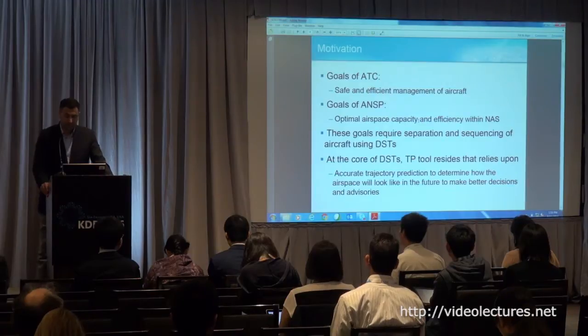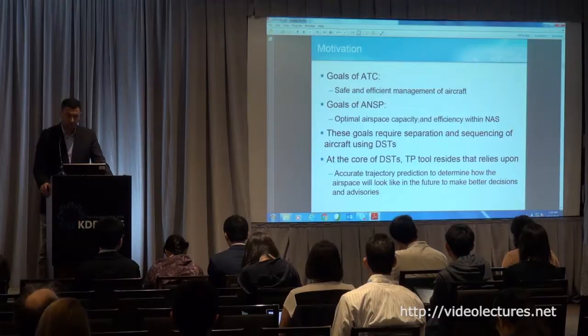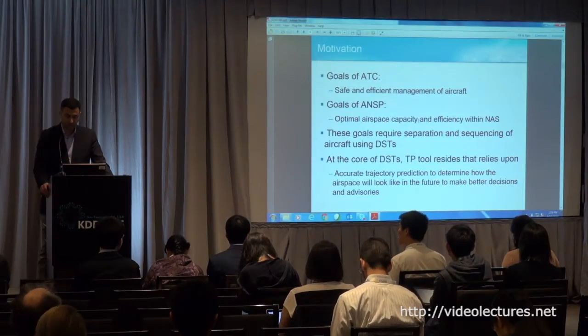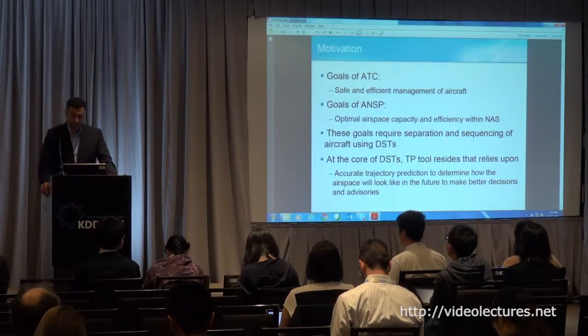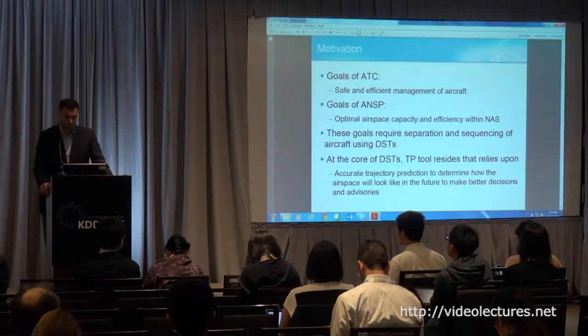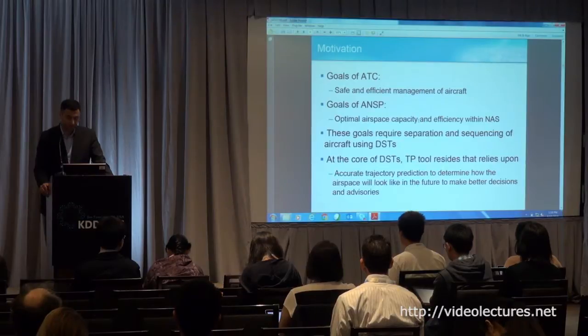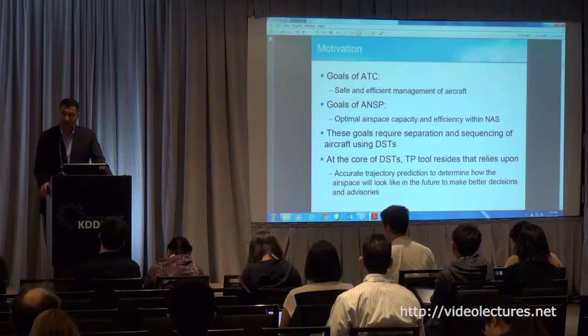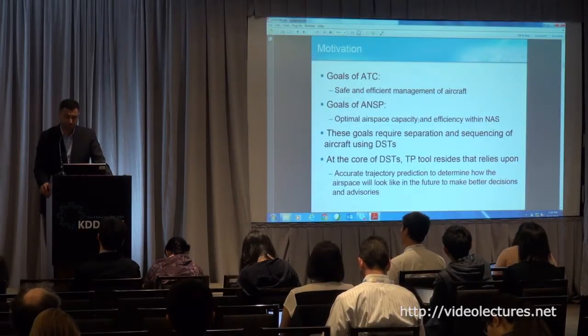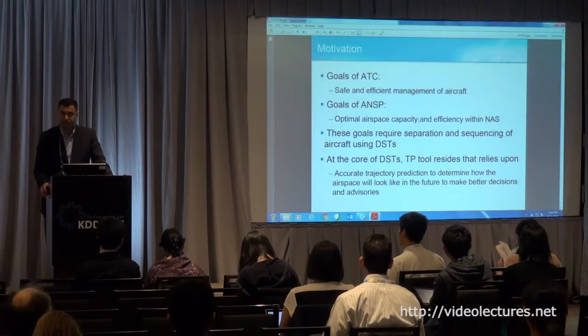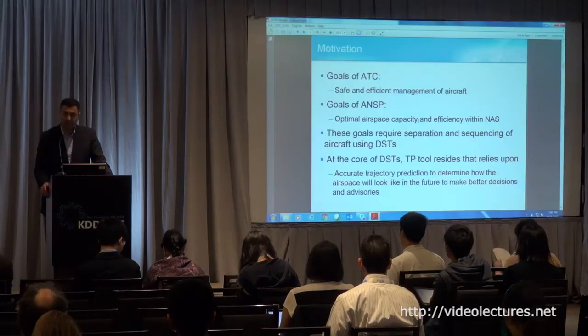Now let's talk about who really handles this matter. Air traffic control is one of them, and air navigation service provider is another one. The goals of the air traffic control is to provide safe and efficient management of aircraft. The ANSP's goal is to provide optimal airspace capacity and efficiency within national airspace. So these goals require separation and sequencing of aircraft using decision support tools. At the core of decision support tools, one of them is trajectory prediction tool, and it's very important because it helps to determine how the airspace is going to look so that better decisions can be made and advisories could be issued.